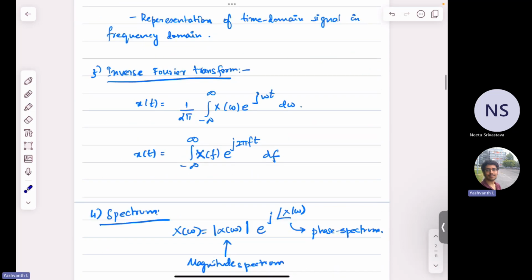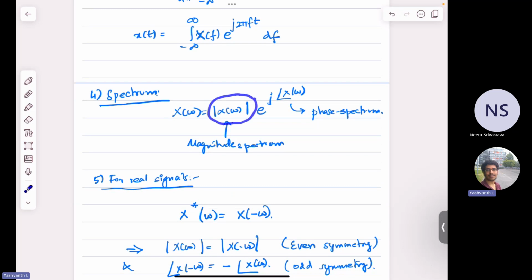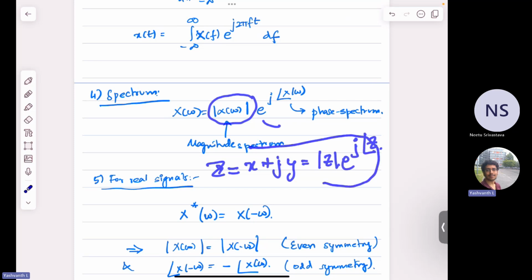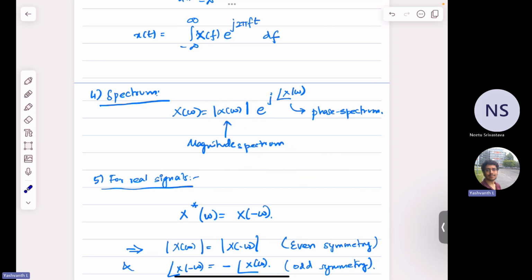Any complex number can be decomposed as an amplitude times a phase, like z equal to x plus jy can be written as some magnitude mod z into e raised to angle of z, right? This is the polar representation. Similarly, you can represent your X of omega as an amplitude part times a phase part. This amplitude part as a function of omega is called the magnitude spectrum, and the phase part, angle of X of omega as a function of omega, is called the phase spectrum.